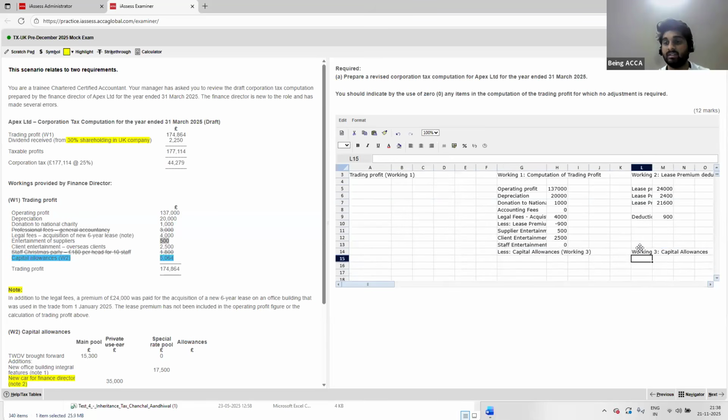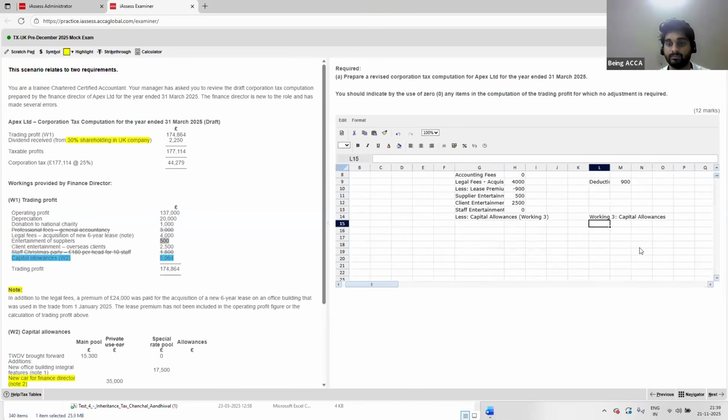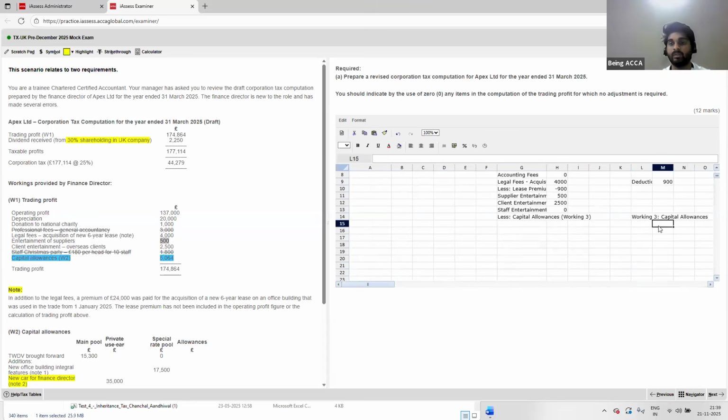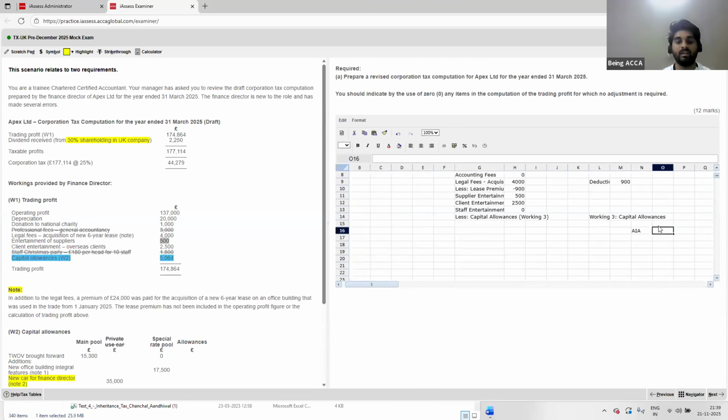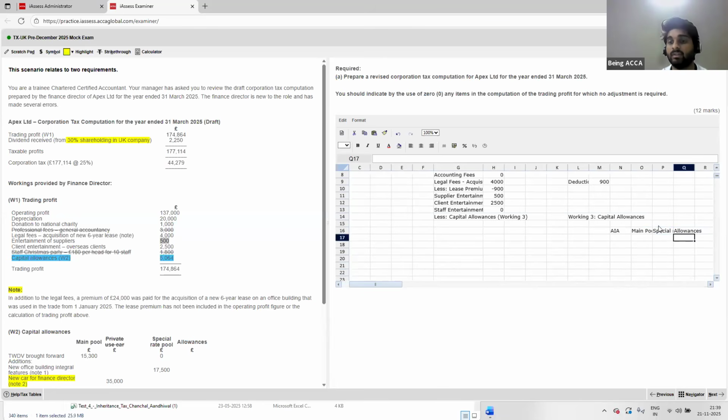So in capital allowances, always remember, you should show it in 3 parts. The first would be your AIA, next would be your main pool, then you'll have your special rate pool, and finally you will be showing your allowances in total. All right, this is how you should always present your capital allowances questions.